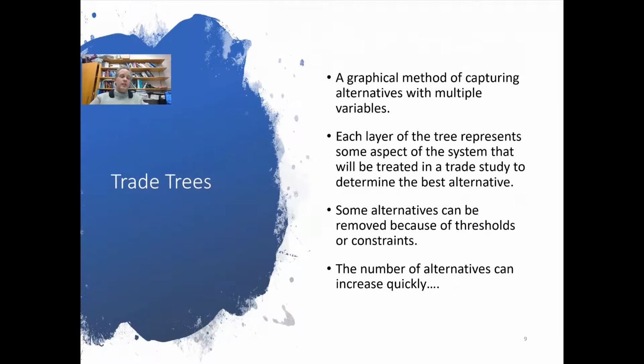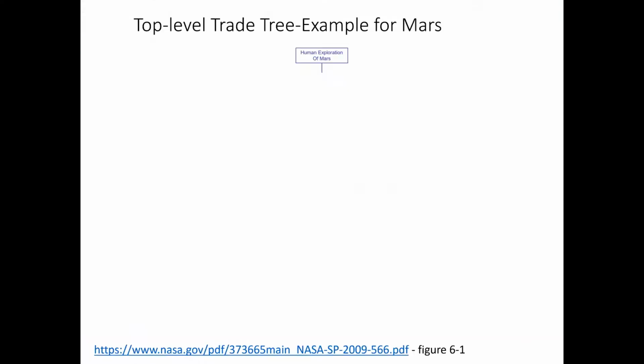Now, having got a trade analysis done through this method, it's worth also looking at some other ways that we can do a trade analysis. So trade trees is one way that we can do it. This allows us to capture all the different alternatives that might be available, that allows us to consider which options we're going to compare using a trade.